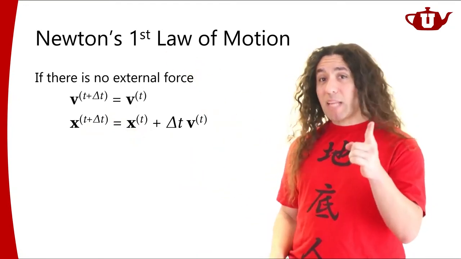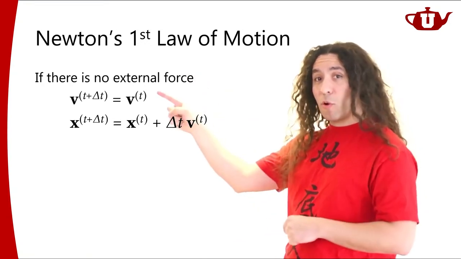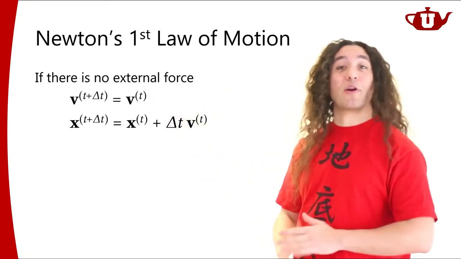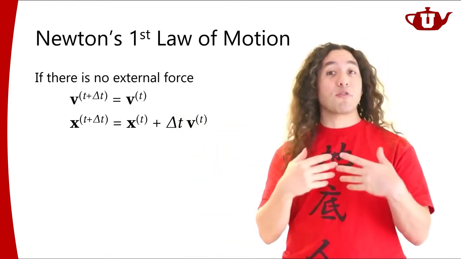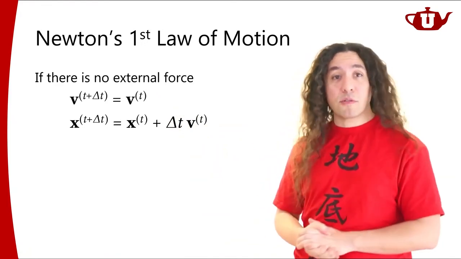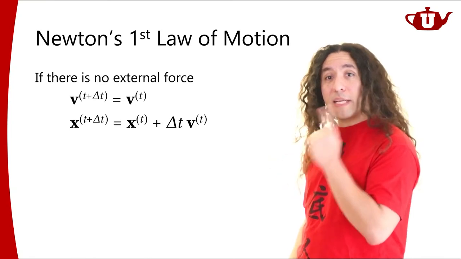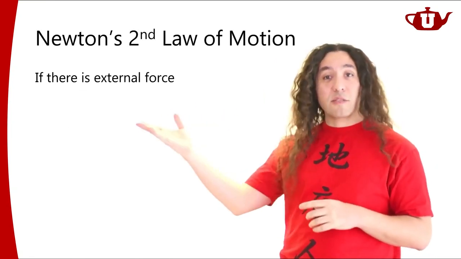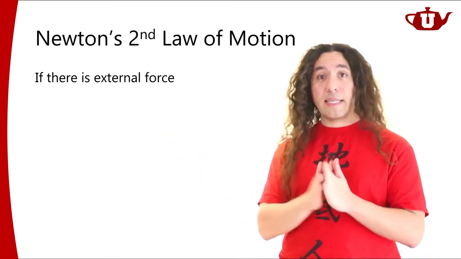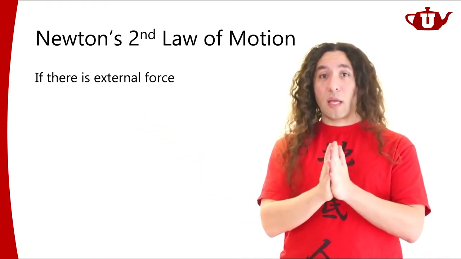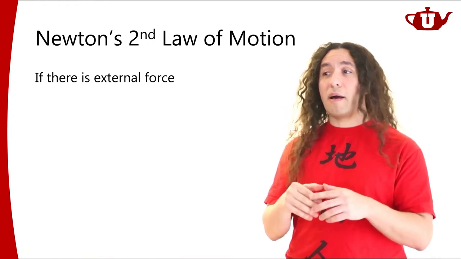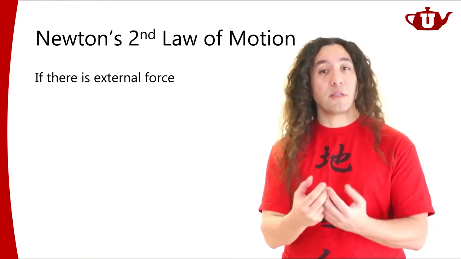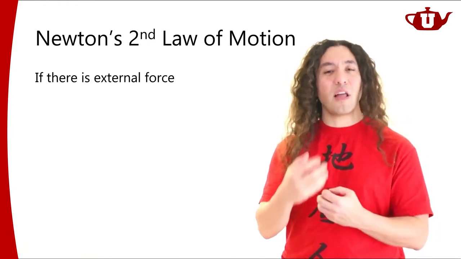Now, but this only happens if there's no external force. Oftentimes, we're going to have external force. Like, for example, gravity is some sort of external force. If we have external force, we need to think about Newton's second law of motion. Now, if there is external force, then the external force will apply some acceleration to the object. So it's going to change its velocity.